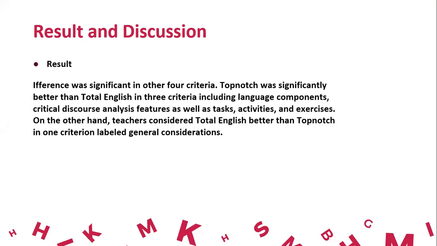And the last is result and discussion. From the result, there was significant difference in other four criteria. Top Notch was significantly better than Total English in three criteria including language components, critical discourse analysis feature, as well as task, activity, and exercise. On the other hand, teachers considered Total English better than Top Notch in one criterion labeled general considerations.